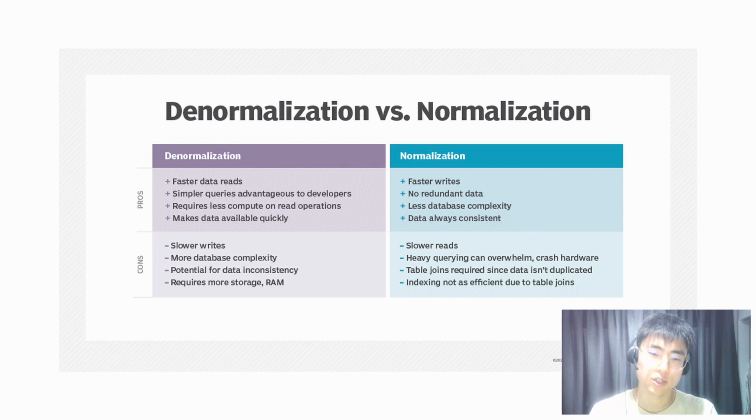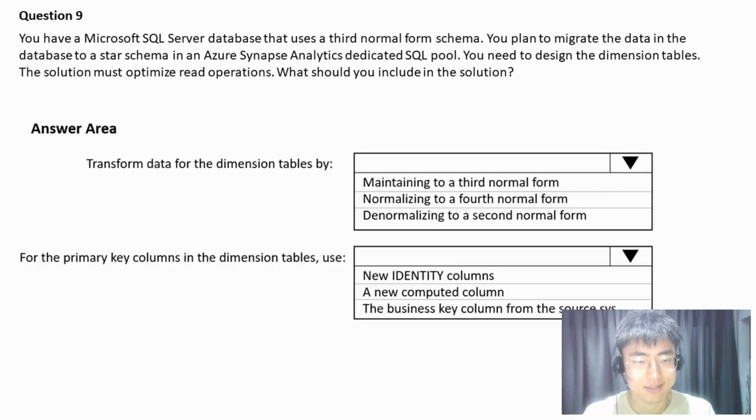And reading the question here again, second to last sentence, the solution must optimize read operations. So we're looking at denormalization. Currently it's at third normal form, and in order to speed up the reading process, we want to denormalize to a second normal form.